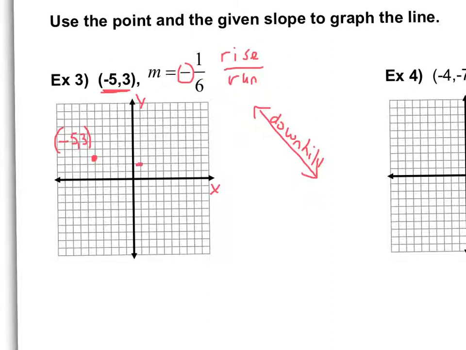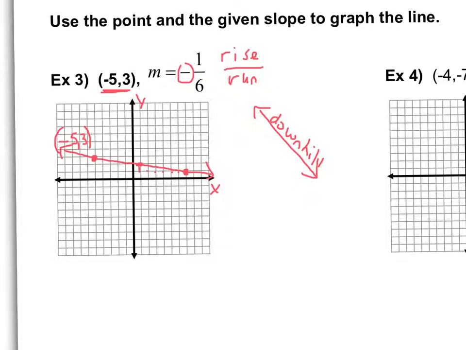Then I'm going to go down 1 and over 6. So down 1, then over 1, 2, 3, 4, 5, 6. So now I have enough points and I can graph the line. So just draw a line through it, put an arrow at either end, and now you have the graph of that line by using the point and then using the slope.